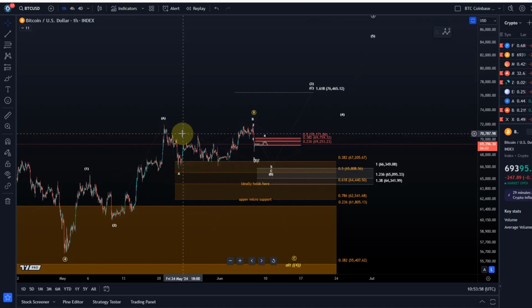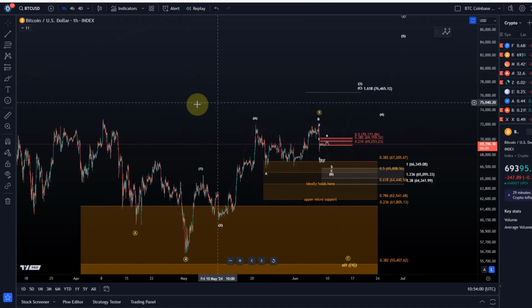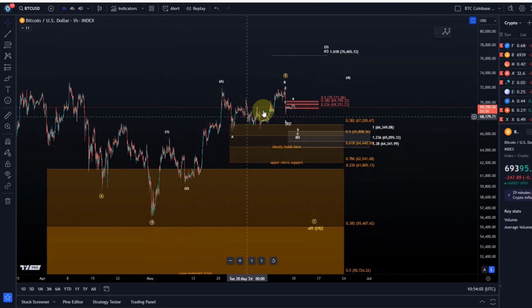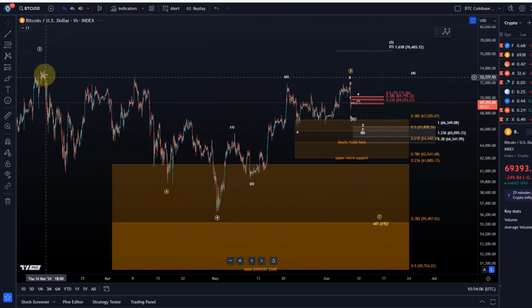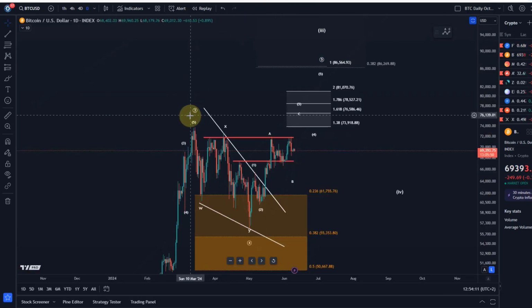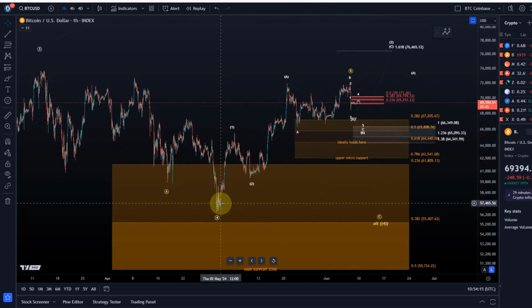So let's go to the 1-hour chart. This is pretty boring. It hasn't really moved much since the weekend. And you can see that the idea is still that a third wave topped on the 13th of March. This is what I showed you just on the daily chart here. The third wave topped and the fourth wave bottomed.